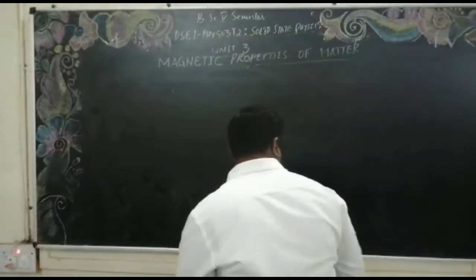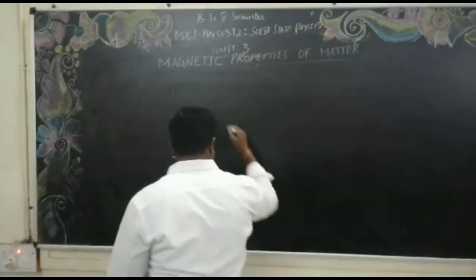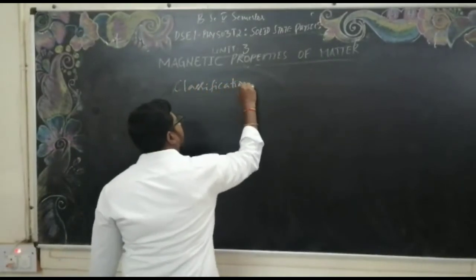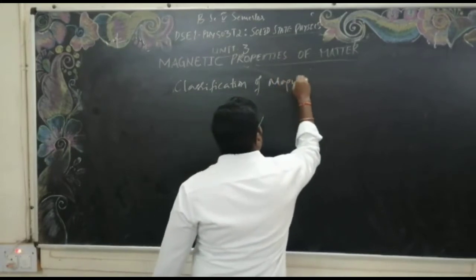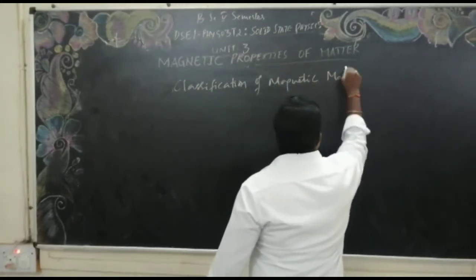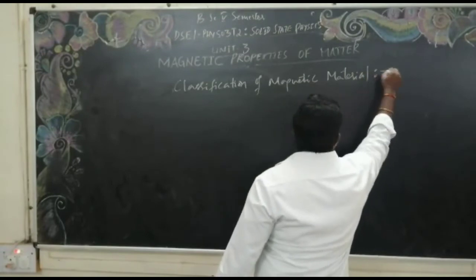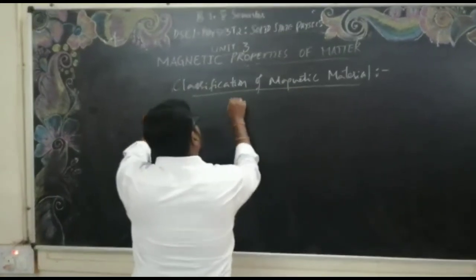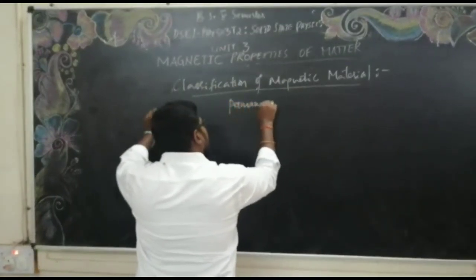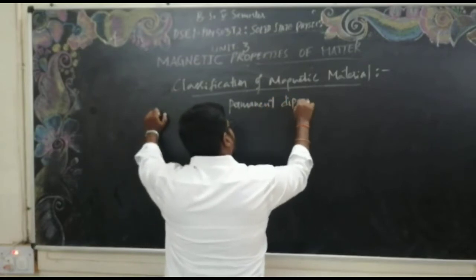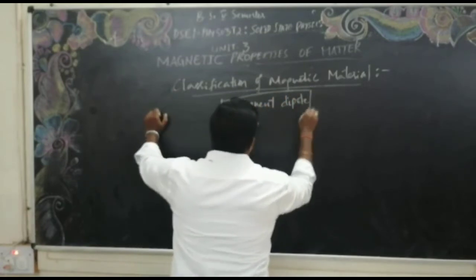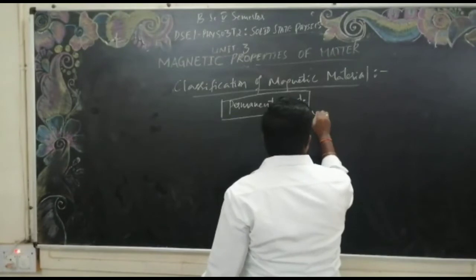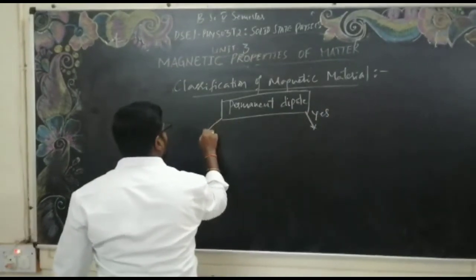If I talk in terms of a flow chart, the classification of magnetic material: in terms of the flow chart, I just do this. This is our permanent dipole. Does the material have a permanent dipole? If you say yes, what happens, and if you say no, what happens?